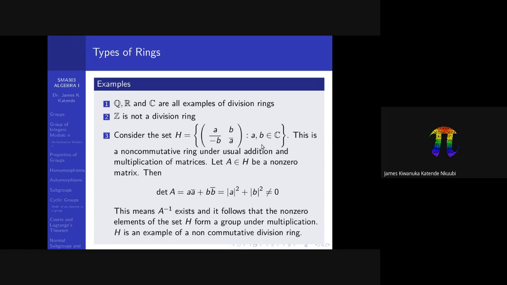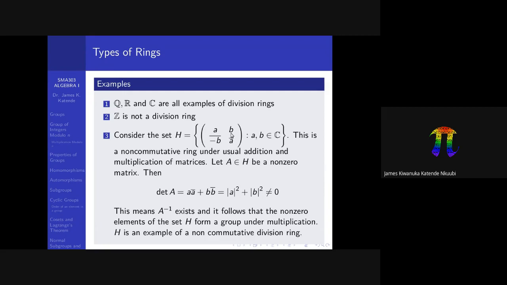I think maybe I left out a condition here. Okay, yeah, it's fine. I didn't leave out any condition. If it's a non-zero matrix, then this quantity will never be 0. So any non-zero matrix will have this property. The determinant will not be 0. So it means any non-zero matrix will be invertible.